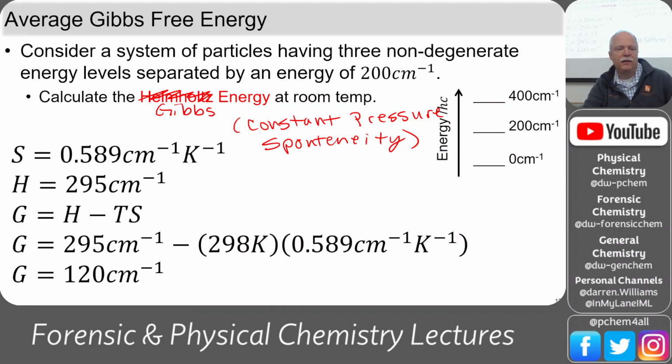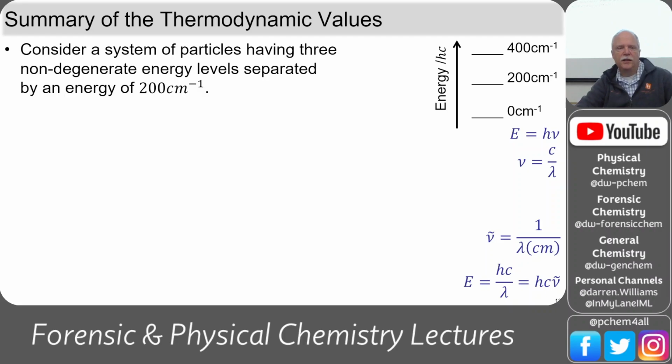So we've calculated U, S, H, A, G, all of them. The internal energy, the enthalpy, entropy, Gibbs energy, Helmholtz, gone the whole route. And so let's summarize these thermodynamic values. We've done everything in wave numbers. Let's say we wanted to go in terms of joules per mole. So how would we get from wave numbers to joules per mole?